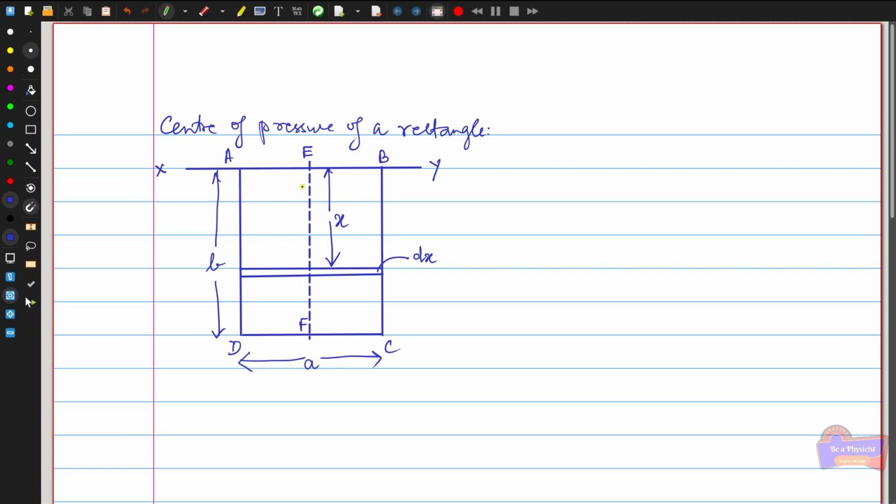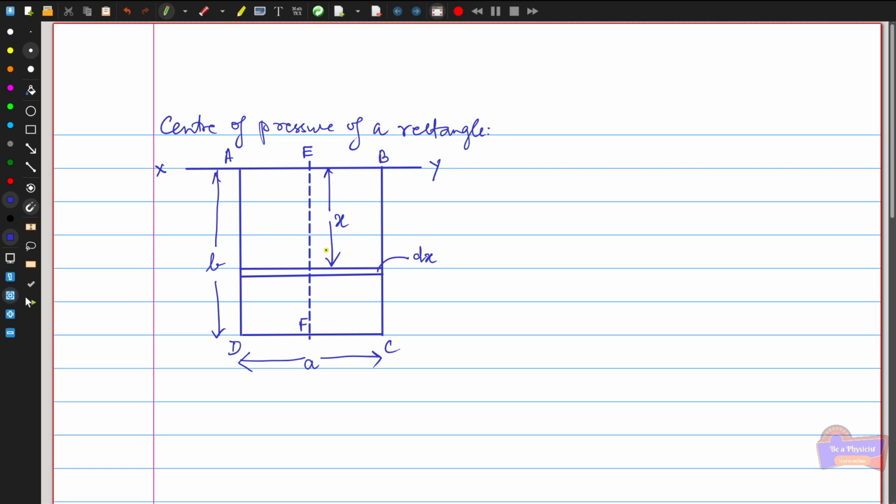If you divide this rectangle at the center, there is a point E at the middle of this rectangle. If we want to find the center of pressure of this rectangle, we have to consider a small strip of the rectangle, a small piece having thickness dx, and this slice is situated at a distance x from the surface of the water.